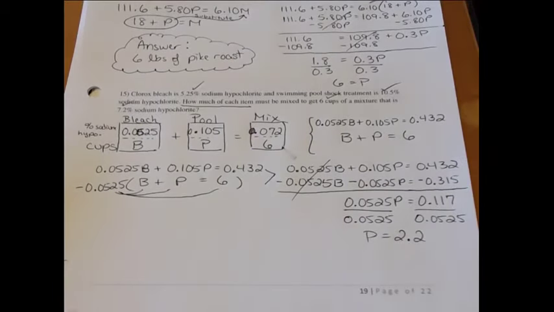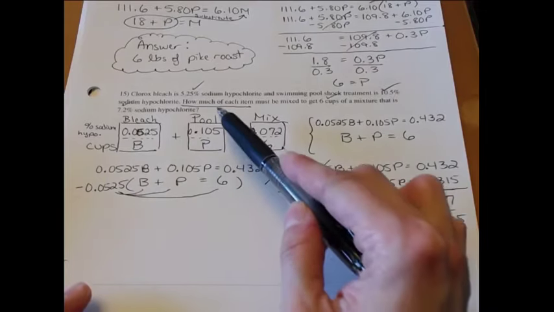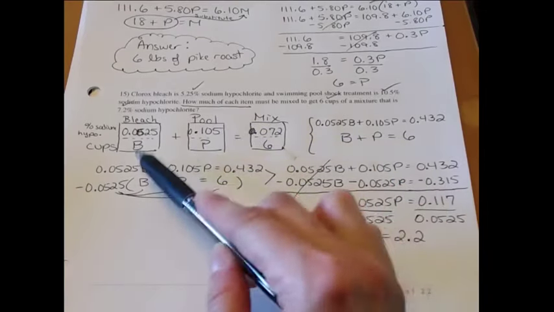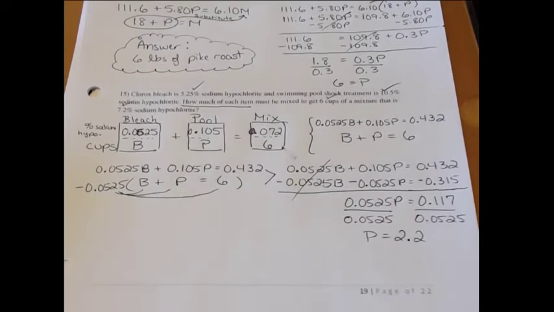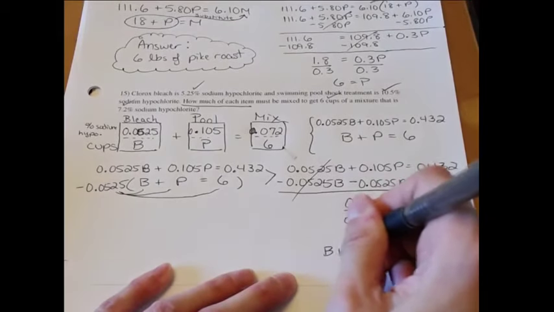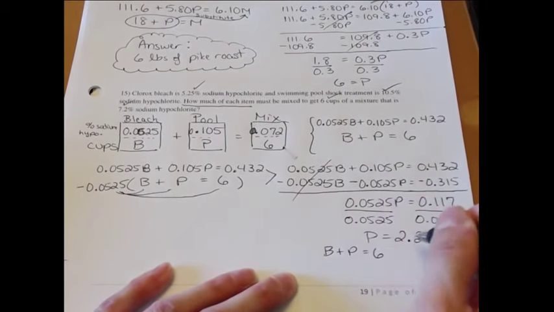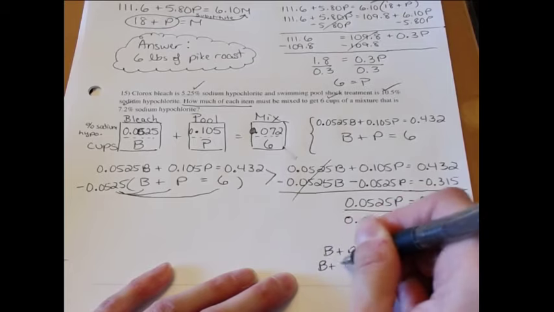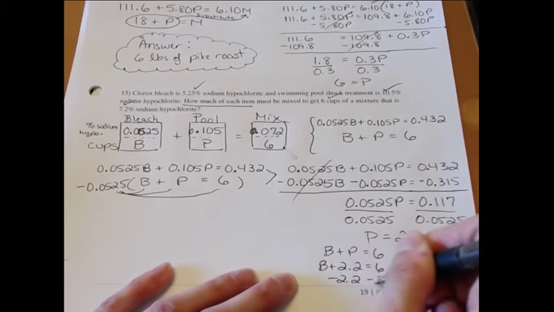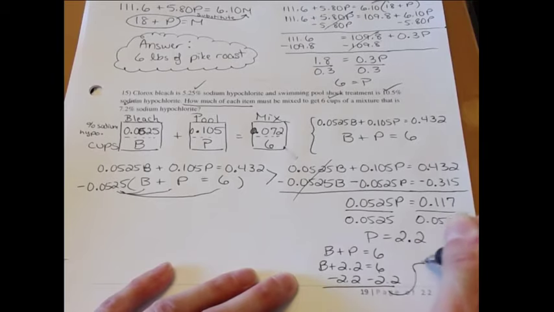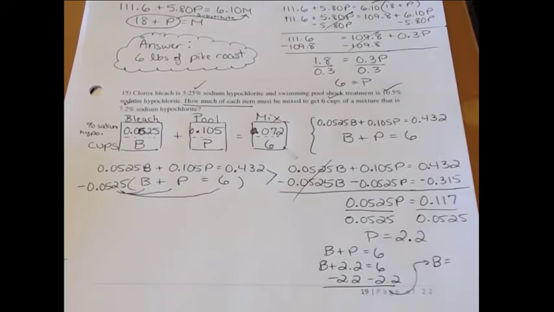All right, so we know that P, which represents the pool shock treatment, the cups, so there are 2.2 cups of the pool shock treatment. But we know there are 6 cups total. So if we take B plus P is equal to 6, and we plug in the 2.2 for P, we can solve for B. So B is equal to 6 minus 2.2 gives us 3.8.